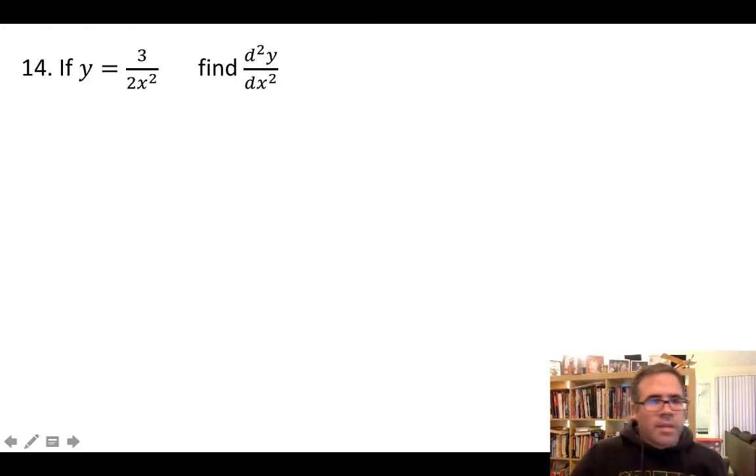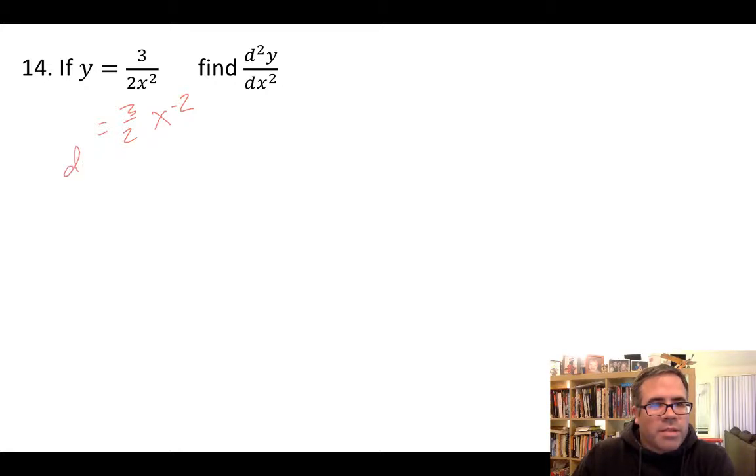Great. Now we have this. If y is 3 over 2x squared, find the second derivative of y in terms of x. This is one where it helps to not use the quotient rule, but instead change this to 3 halves times x to the negative second. And then we can take the derivative of that much easier because this is just a constant multiplier.